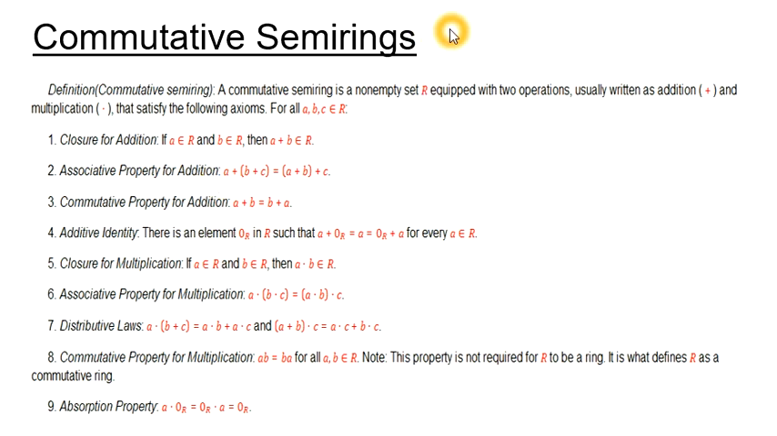Commutative semirings. A commutative semiring is a non-empty set R equipped with two operations, usually written as addition and multiplication, that satisfy these following axioms: closure for addition, associative property for addition, commutative property for addition, additive identity, closure for multiplication, associative property for multiplication, distributive laws, commutative property for multiplication, and absorption property.